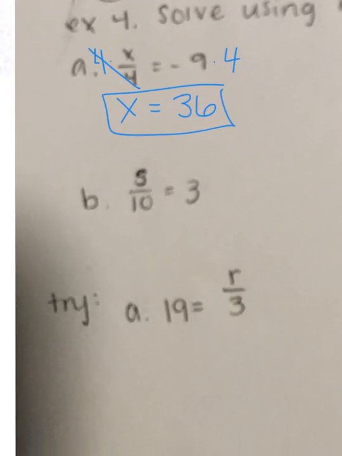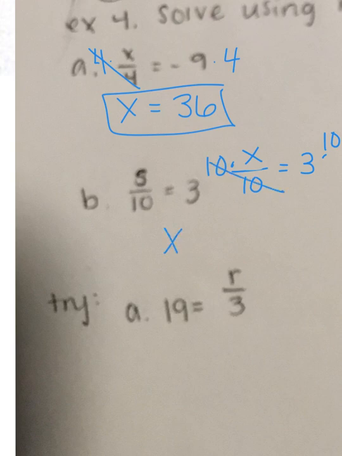Let me rewrite B here. It's supposed to be x over 10 equals 3, but that also kind of looks like a 5. Let's just maybe change it to, I don't know, x or something, so it's a little easier to see on here. Okay, x over 10 equals 3. X divided by 10. To get x all by itself, I need to multiply by 10 on both sides. So let's cancel that. Then I have x equals 3 times 10, which is 30.